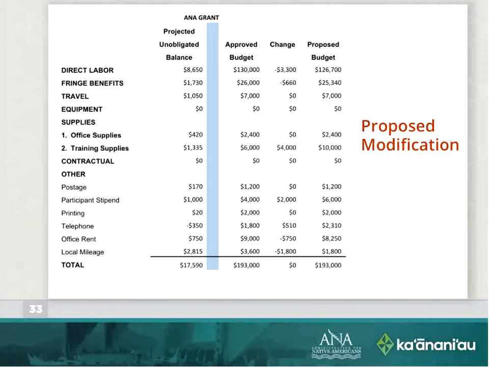This is my approved budget. This is where I want to make my changes. And this is my proposed budget. All right. Now looking at that, we have a couple of things that we need to take into place. Is this more than 25% of my total award? No, this is only about 9% that I want to move. So I'm cool there. I'm good there.